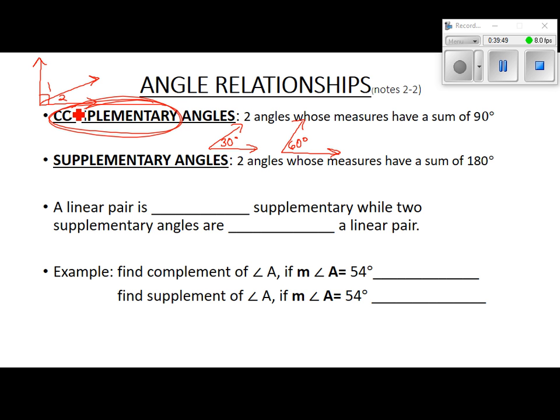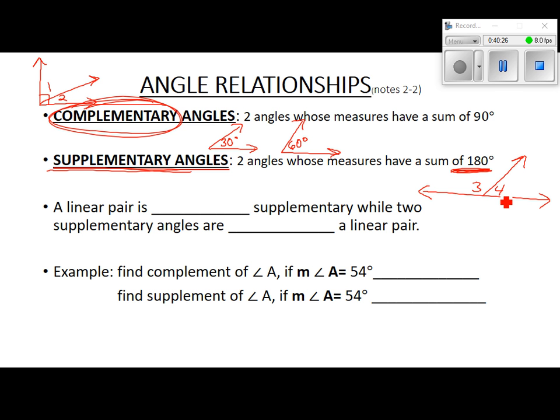Supplementary angles. Instead of adding up to 90 like complementary angles, supplementary angles add up to 180. So any two angles that add up to 180. We've already dealt with some supplementary angles. I have this picture. This is angle 3, this is angle 4. What can you tell me about angle 3 and angle 4? They're supplementary. They add up to 180 because they add up to that straight angle.